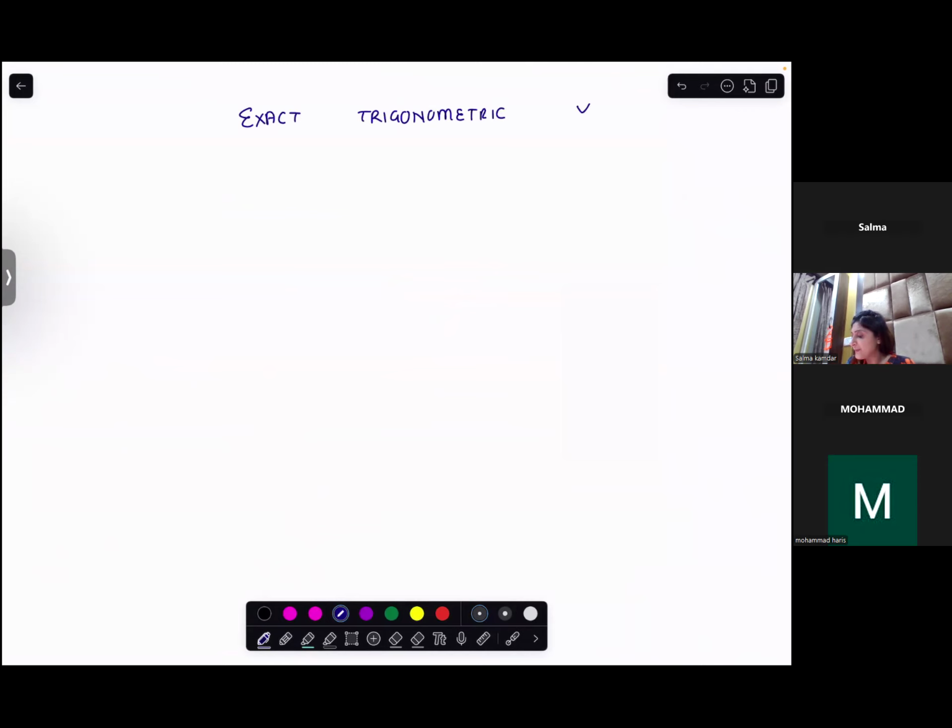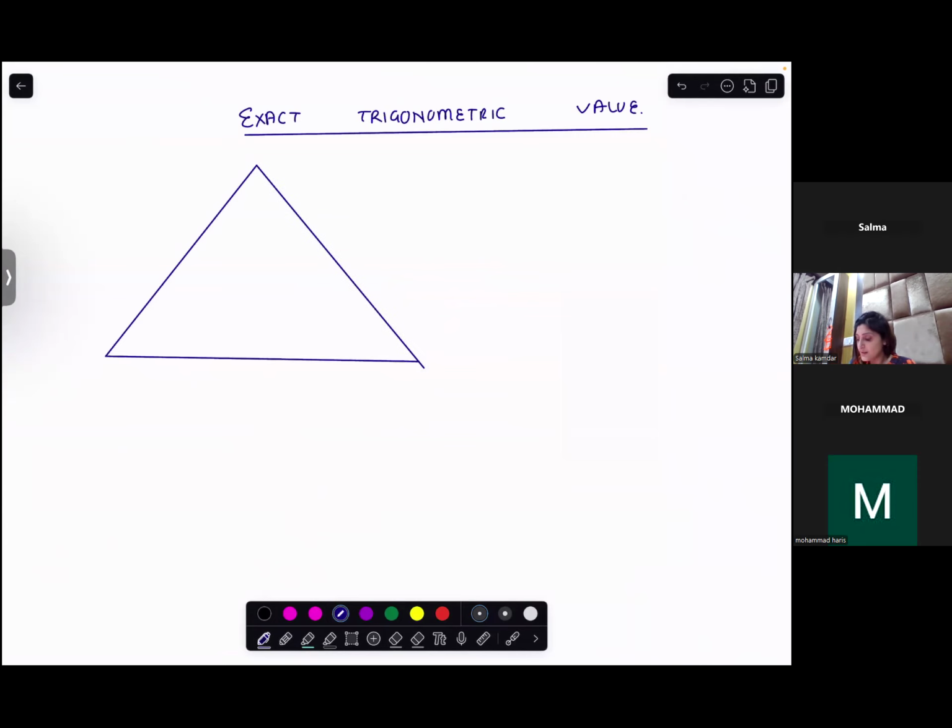Do you know how to prepare an equilateral triangle? That means that all of the angles are the same. So if I have an equilateral triangle A, B, and C, all the angles are the same. That means A is 60 degrees, B is also 60 degrees, and C is also 60 degrees.